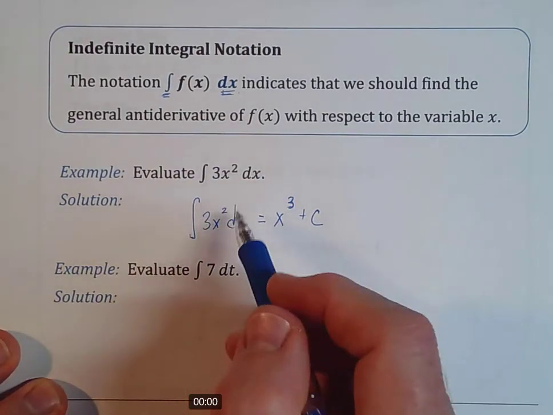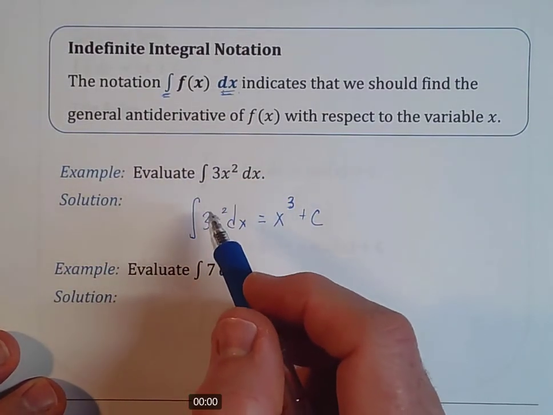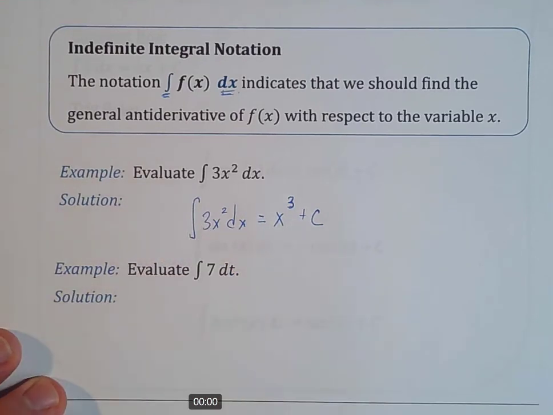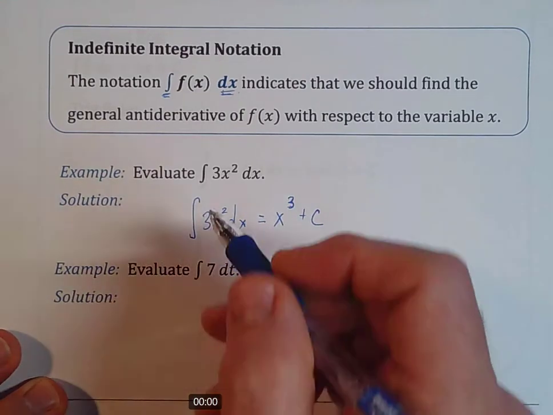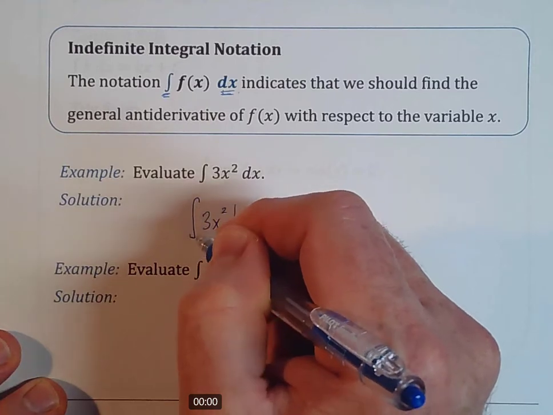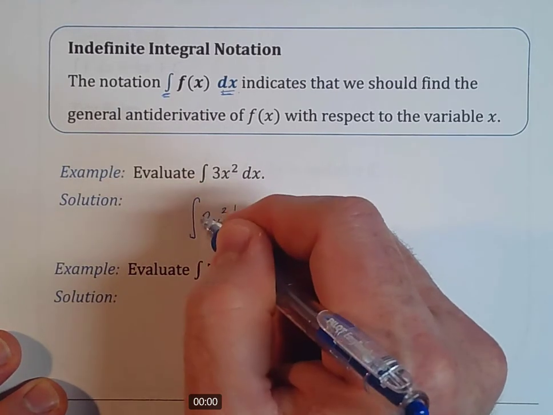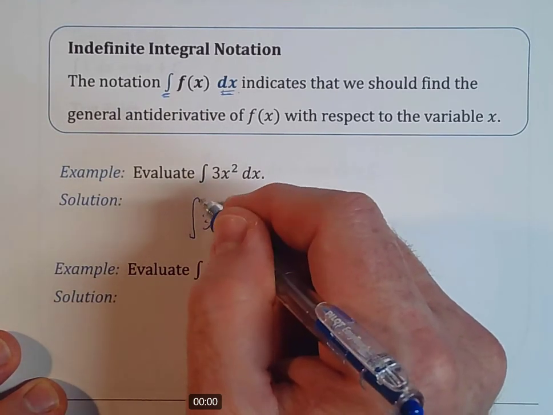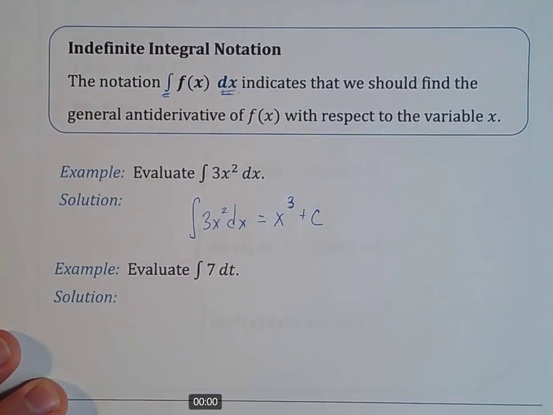Now, sometimes you'll hear me slip up. Sometimes I won't say the indefinite integral; sometimes you'll just hear me say the integral of. But if you see just an elongated s here and there aren't any numbers or anything hanging around it, then this is an indefinite integral. It just means you're dealing with the general antiderivative.